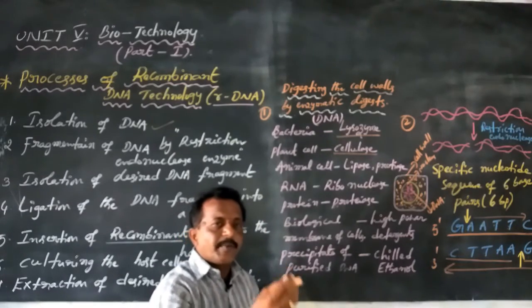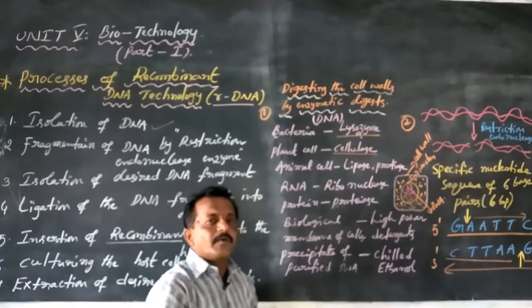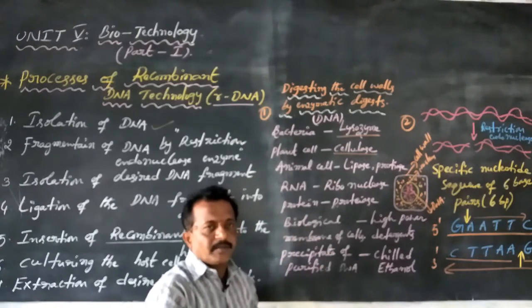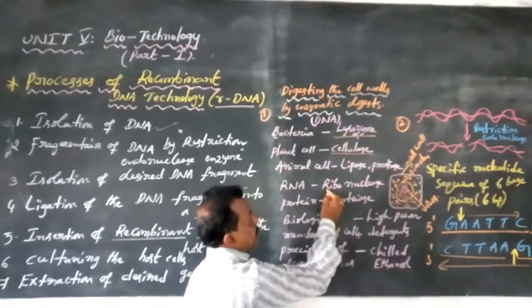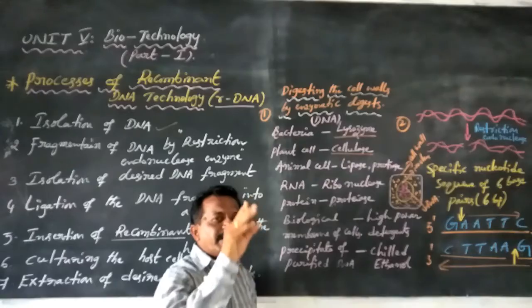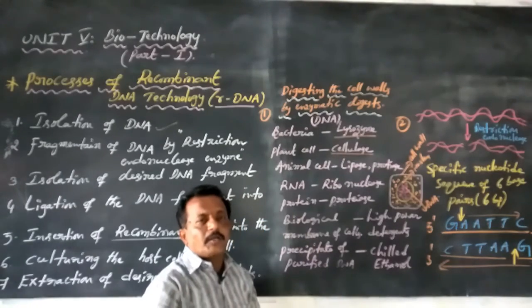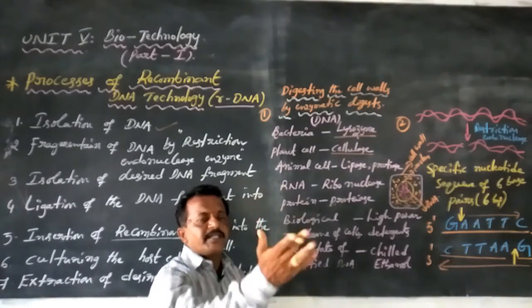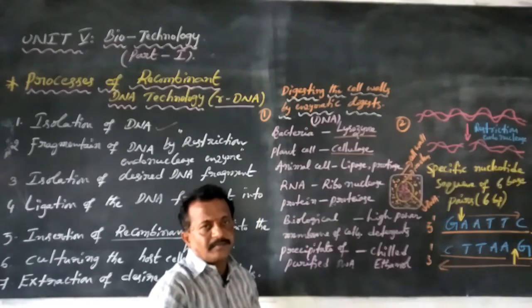So how do we separate this RNA from the cells? At this stage, one type of enzyme is applied, that is the ribonuclease enzyme. This ribonuclease enzyme easily removes the RNA molecules, and then we get the DNA easily within the cells.